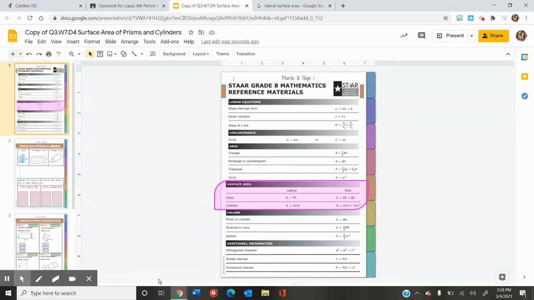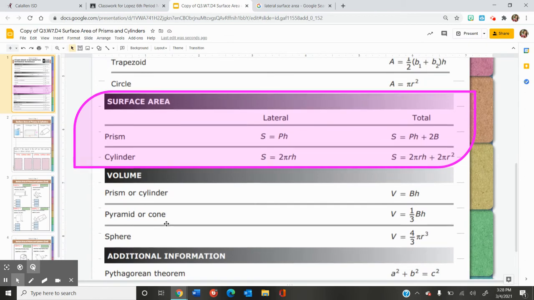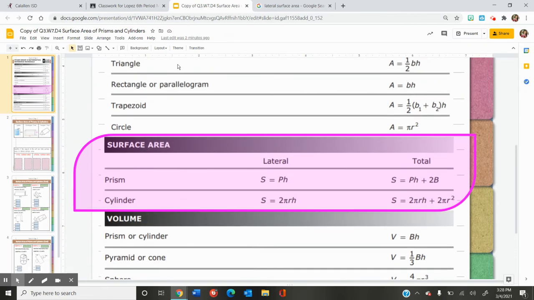For March 18th, we're going to be finding the surface area of prisms and cylinders. So on the first page of your notes, we're looking at our formula chart, and we are concerned with the section going over surface area. I'm going to go ahead and zoom in very quickly. Going down to that section, we're finding the surface area for both prisms and cylinders. Now, you'll be asked to find the lateral surface area and the total surface area.